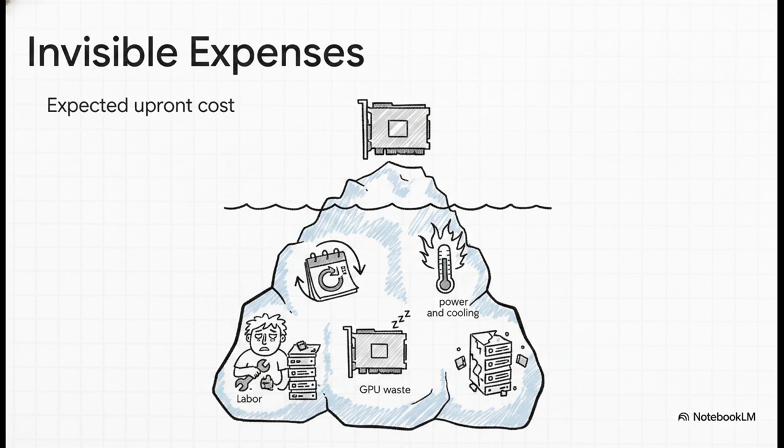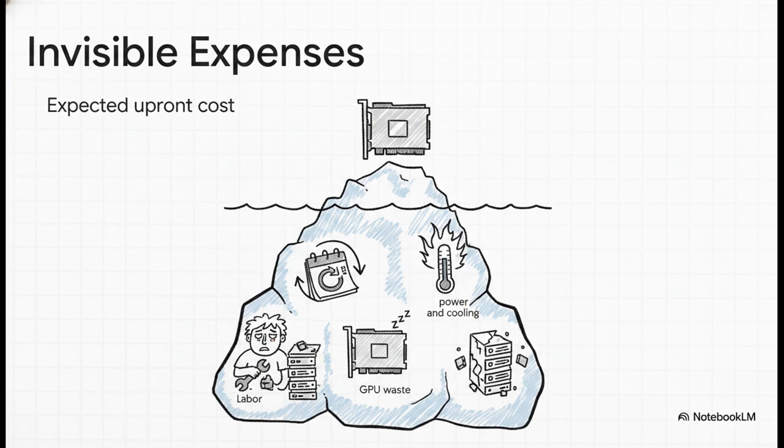First up, engineering labor. Maintaining a self-hosted LLM takes about 10 to 20 hours a month minimum. That's between $750 to $3,000 just in labor. Second, model update cycles. New versions drop all the time, and it costs roughly $12,000 a year in engineering time just to retest and redeploy them. Third, GPU utilization waste. Enterprise workloads are bursty, right? They sleep at night. Well, your GPU bill definitely doesn't.